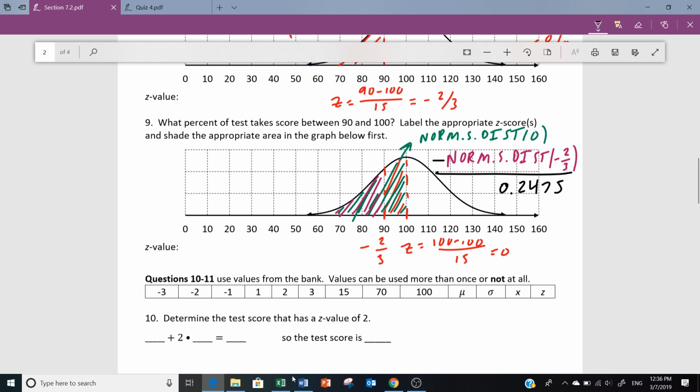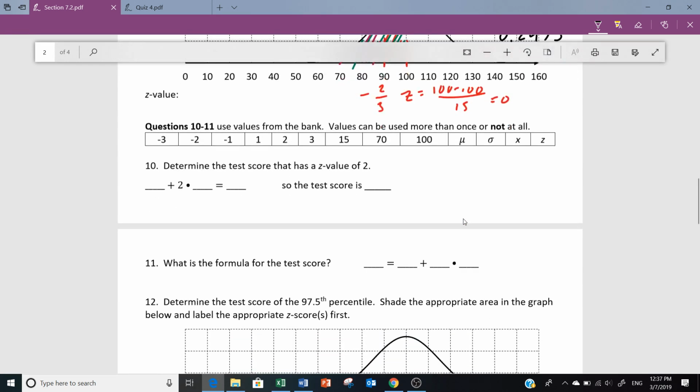Last problem, we're going to go backwards. We just did z value to area. Now we're going to go back from area to z. So that's going to be our last bit of the lecture. Let's say we know that the z value is 2. How can we find the test score if we know that the z value is 2? Again, our mean is 100 and our standard deviation is 15. So if we have a z value of 2, what's that test score?